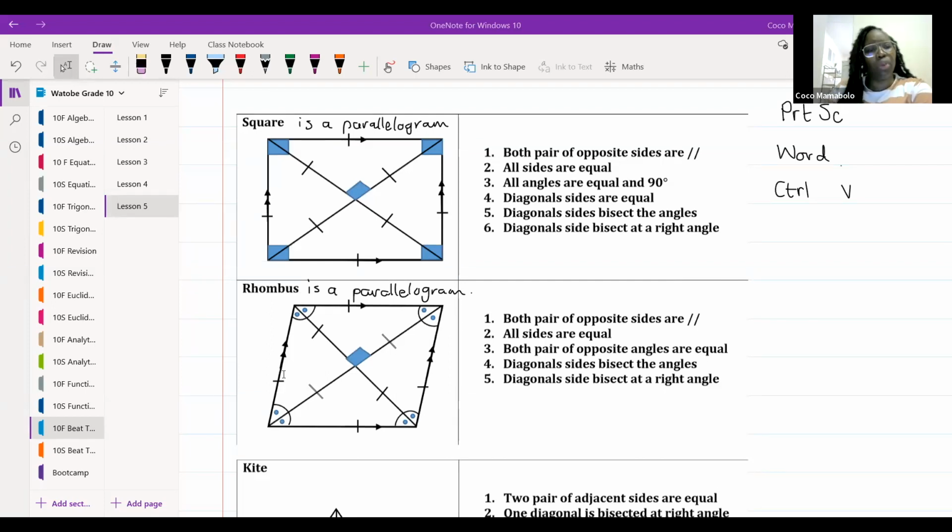Excellent. Good stuff. Oh, Isabel, you're much better at this computer stuff than me. It took me forever to figure out that there was a snipping tool on my computer. All right.